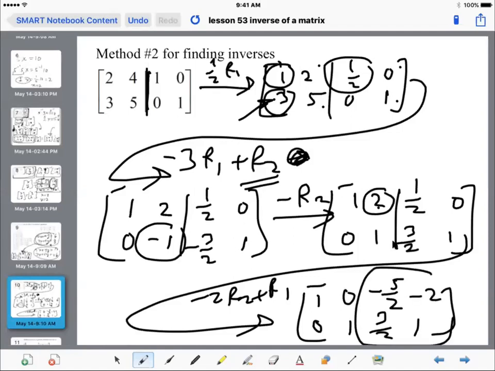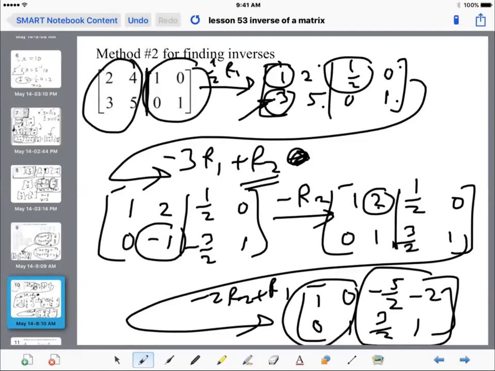And as you can see, the steps that turned the original into the identity, those same steps turn the identity into the inverse of the original.